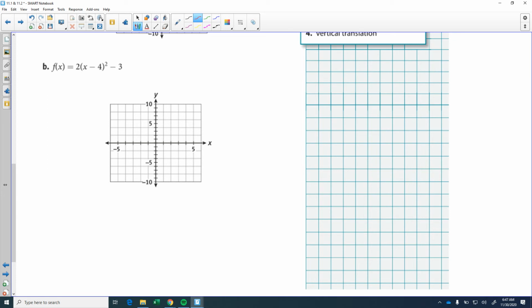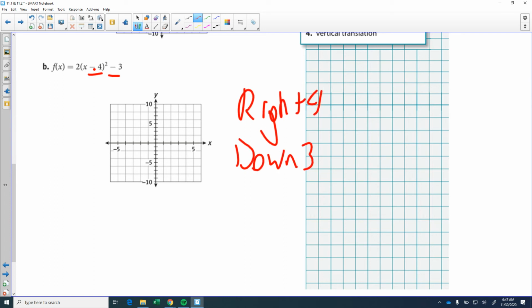Well, to graph this out, first and foremost, let's find our vertex. In this case, it goes right 4, down 3. So I have right 4 and down 3. We go ahead and plot that. Right 4, down 3. It's right in the middle between those. And that is, once again, our vertex.